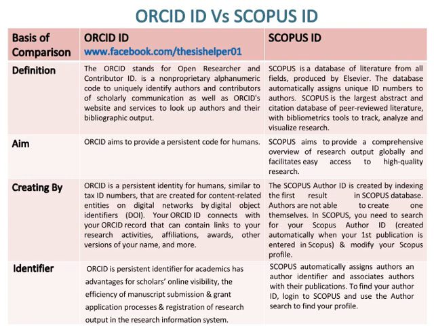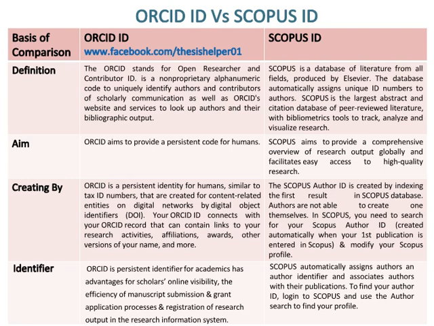Your ORCID ID connects with your ORCID record that can contain links to your research activities, affiliations, awards, other versions of your name, and more. Whereas the Scopus author ID is created by indexing the first result in the Scopus database. Authors are not able to create one themselves. In Scopus, you need to search for your Scopus author ID, created automatically when your first publication is entered in Scopus, and modify your Scopus profile.